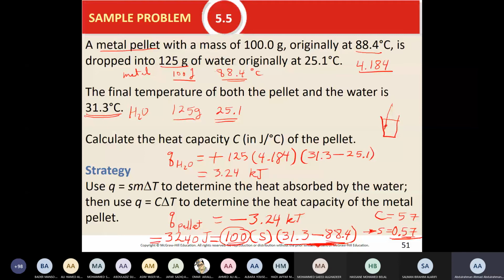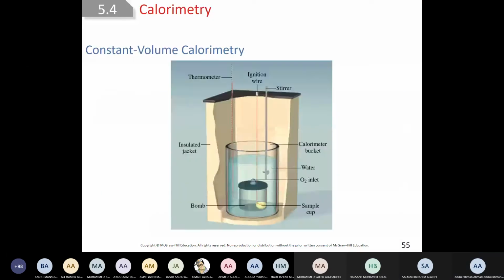As we said, don't forget that Q equals mass times specific heat times delta T, or Q equals heat capacity times delta T. What's the relation between specific heat and heat capacity? What's the difference? The mass. C equals the mass times specific heat. Is this clear? Yes. Okay, I hope so. Good. Okay, next.